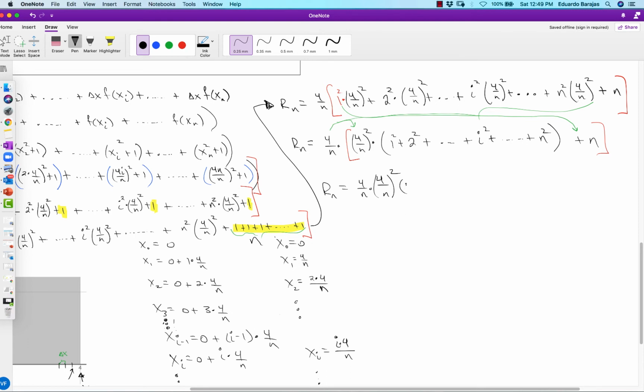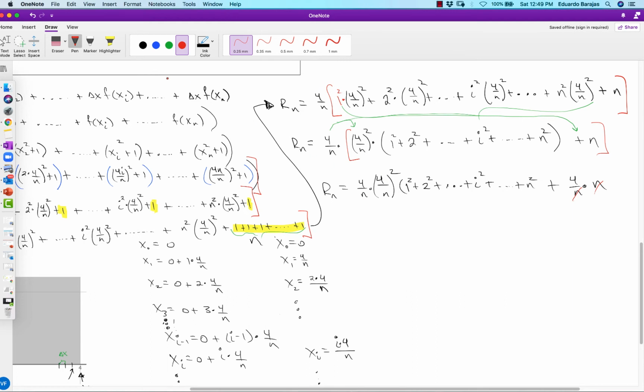times this pattern of 1 squared plus 2 squared plus 3 squared plus 4 squared dot dot dot plus ith squared, this ith one, plus dot dot dot all the way out to the nth squared, plus, and then at the end here we have a 4 over n times n. Okay, so clearly these two simplify, so we just have a plus 4 at the end.